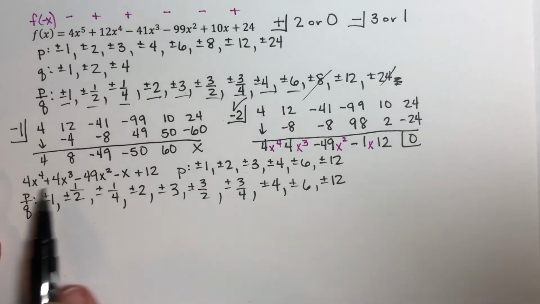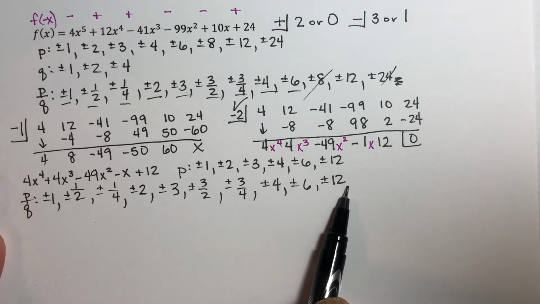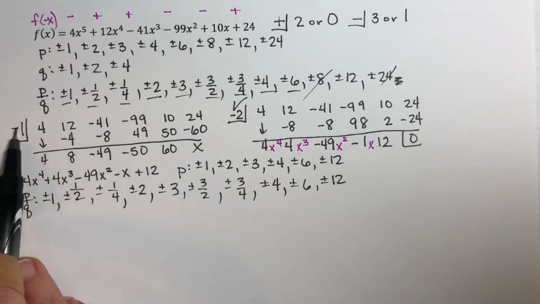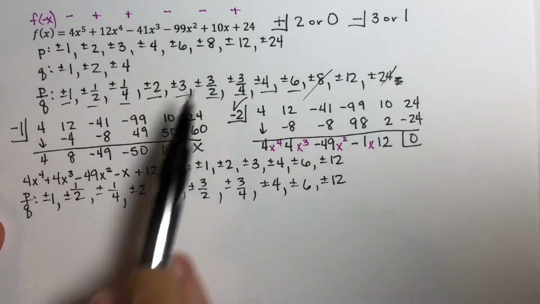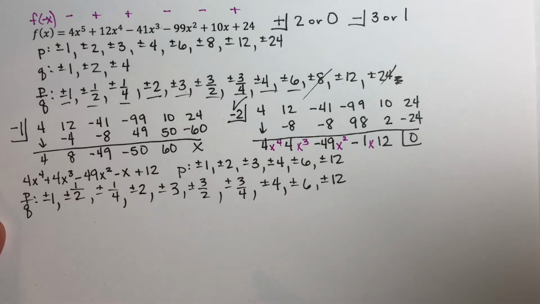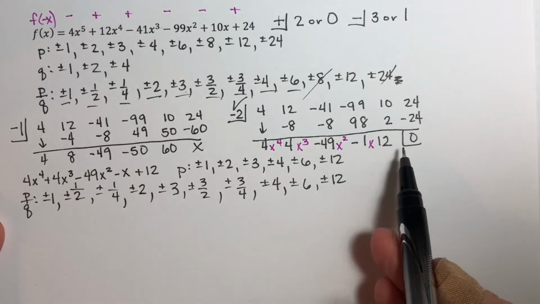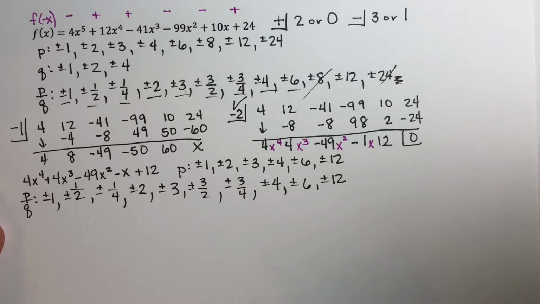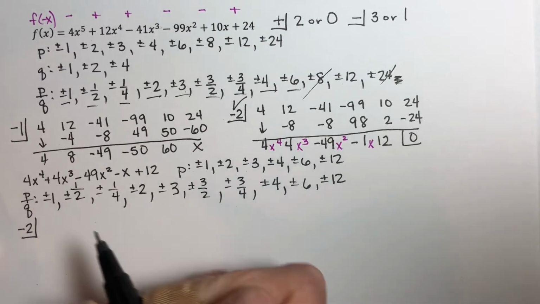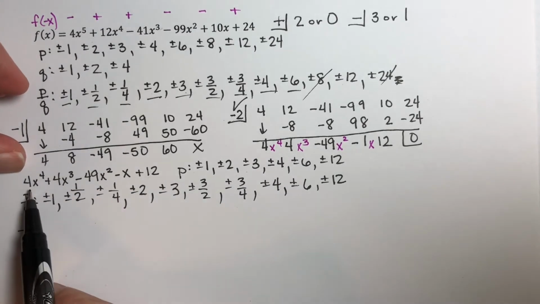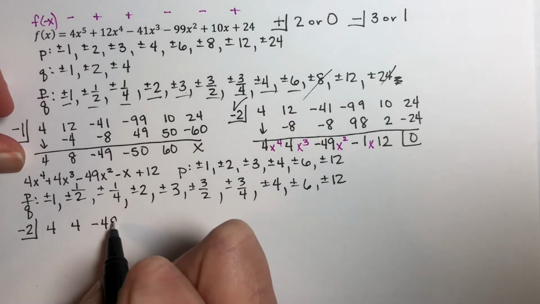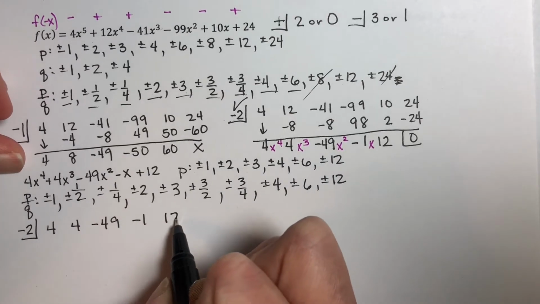So let's just make another guess here. I checked -1, it did not work, so -1 is not going to work here either, because it would have to be a solution of one or the other, and if it's not a solution to the big one, it's not a solution to the small one. So I checked -2, I did not have alternating signs, so let's just check -2 again, since it's still a possibility. If I check -2 again, I now use these coefficients. So I have 4, 4, -49, -1, and 12.